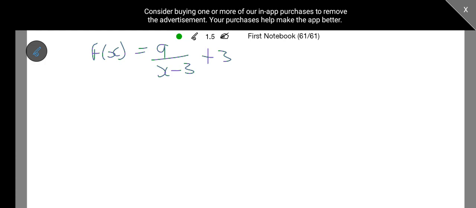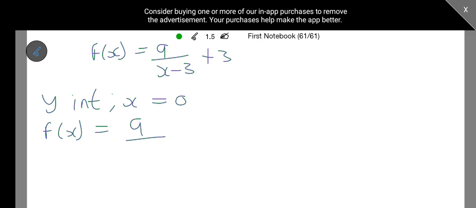So, we know that for the y-intercept, you must let your x be equal to 0. So we're going to say that f of x, which is equal to y, is equal to 9 over 0 minus 3 plus 3. And let's see what we get. 9 divided by minus 3 gives us minus 3, plus 3, and this gives us 0. This means that the y-intercept in this case is 0.